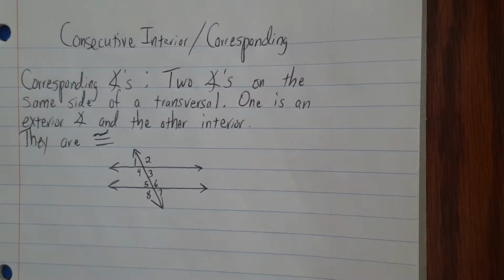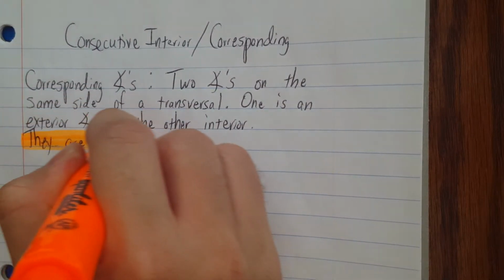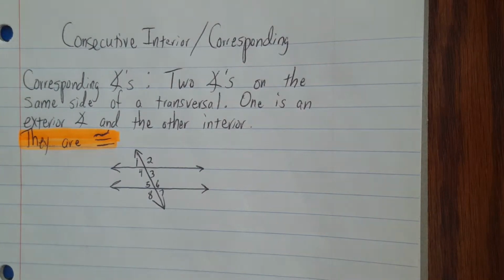on the same side of a transversal. One's going to be an exterior, or be outside, it could be on the top or could be underneath, as I'll show you. And the other is going to be inside your parallel lines. The key for corresponding angles, though, is this right here, and this is what you have to be able to know and use in geometry, is that they are congruent. So that is going to be really important for you to be able to know and utilize for corresponding angles. They're going to be congruent, which means they're the same.